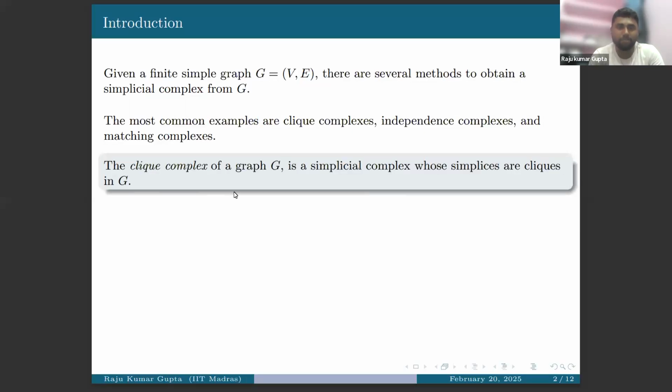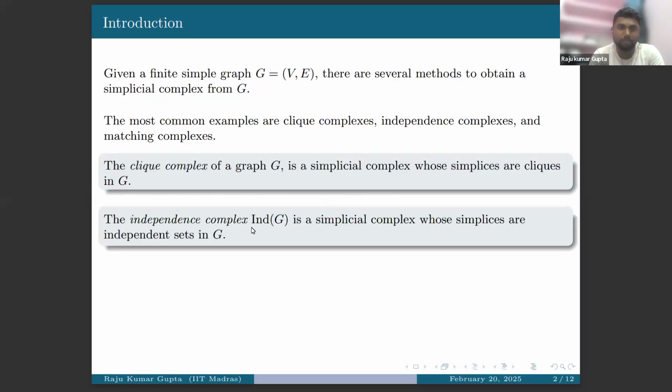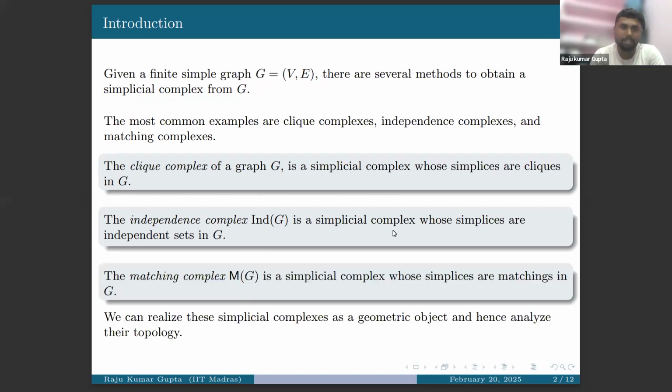The clique complex of a graph G is a simplicial complex whose simplices are cliques in G. The independence complex is a simplicial complex whose simplices are independent sets in G. And similarly, the matching complex is a simplicial complex whose simplices are matchings in G. So these are three different types of simplicial complexes coming from a graph G, and we can realize them as a geometric object. One can study their topology, and one can compute their homotopy type.